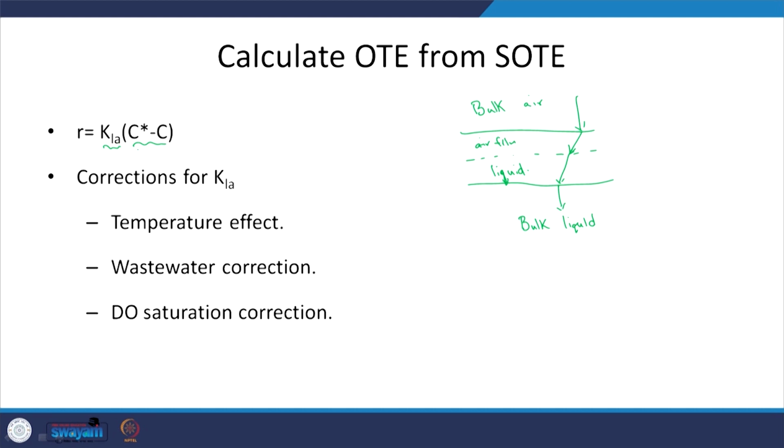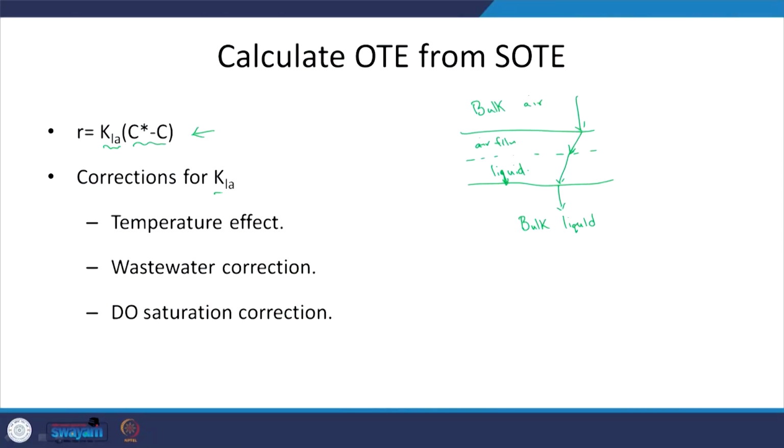And in which cases will you obviously have greater transfer? Think of this: if my water has no oxygen and there is oxygen in the air in contact with this water, the greater the difference between the concentration in the water and the concentration that can be in the water at equilibrium, the greater the driving force. The lesser the difference, the lesser the driving force. That is where this comes from, and KLa will depend upon temperature. We have to correct it for wastewater and for DO saturation also, but we will look at that. So, that is something to keep in mind.